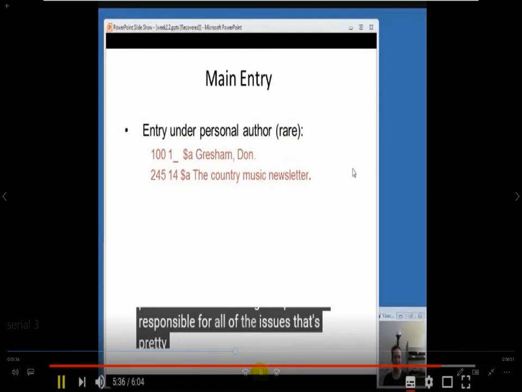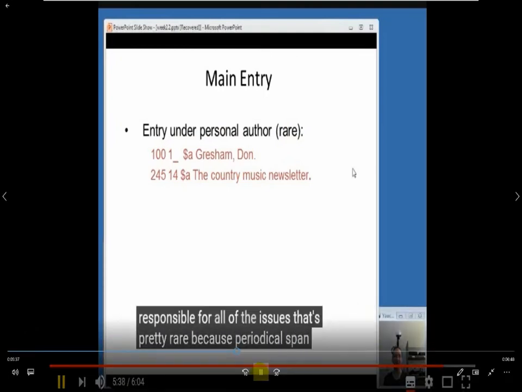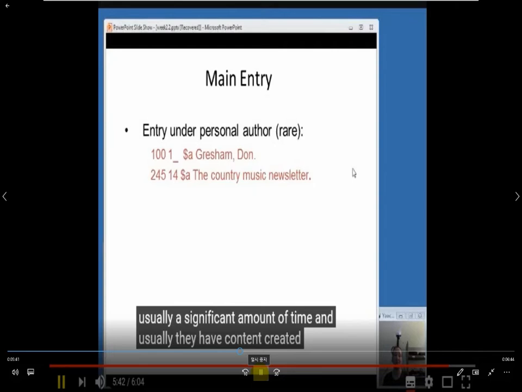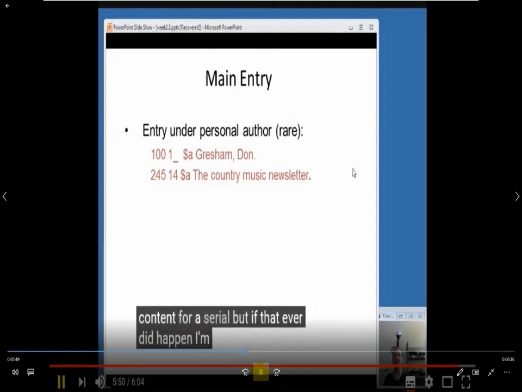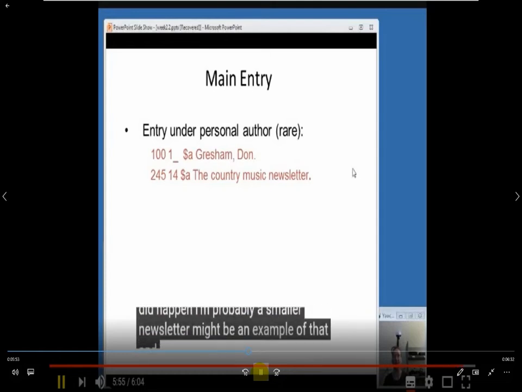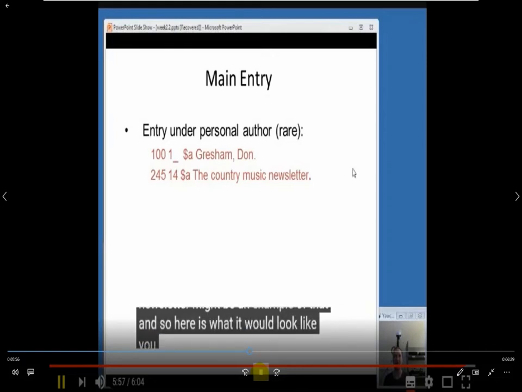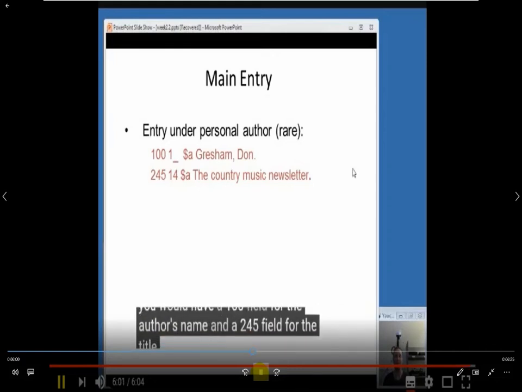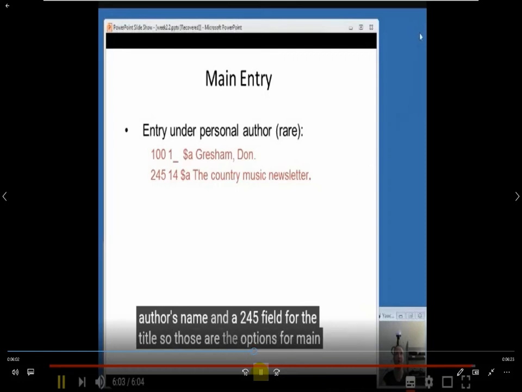That's pretty rare because periodicals span usually a significant amount of time, and usually they have content created by a number of different people, so you won't usually see one person creating all the content for a serial. But if that ever did happen, probably a smaller newsletter might be an example of that. And so here is what it would look like. You would have a 100 field for the author's name and a 245 field for the title. So those are the options for main entry for serials.